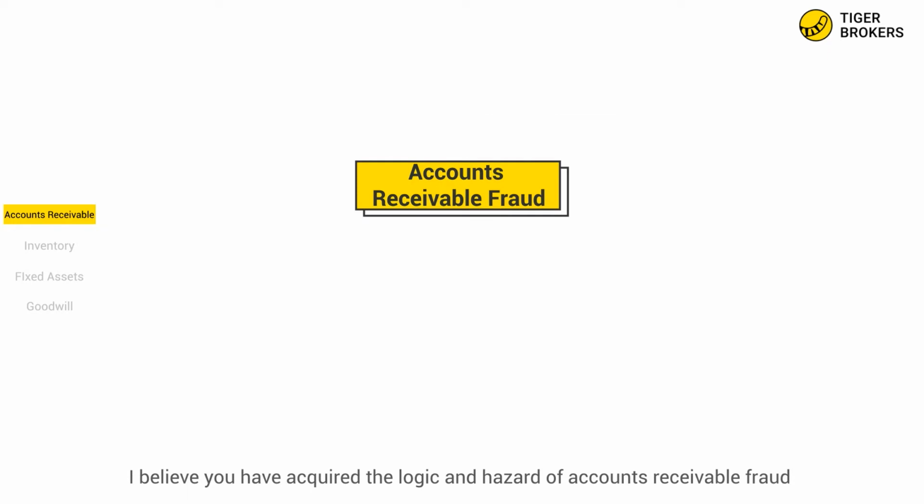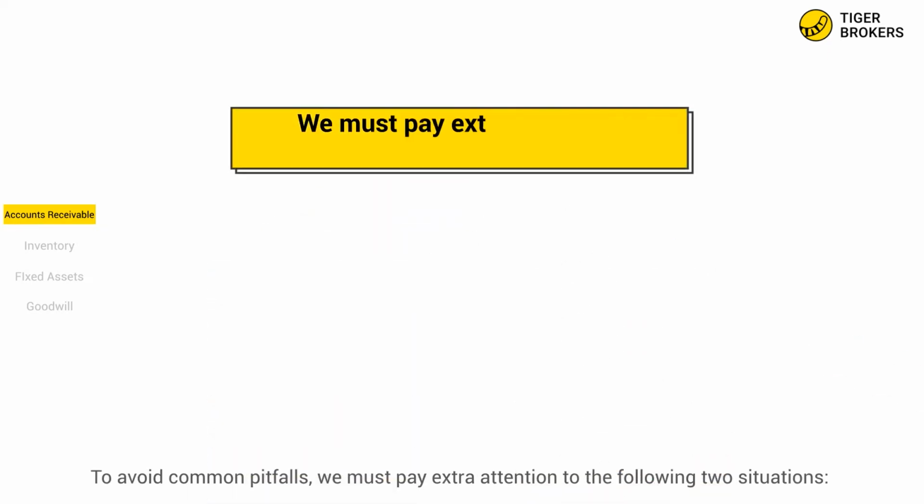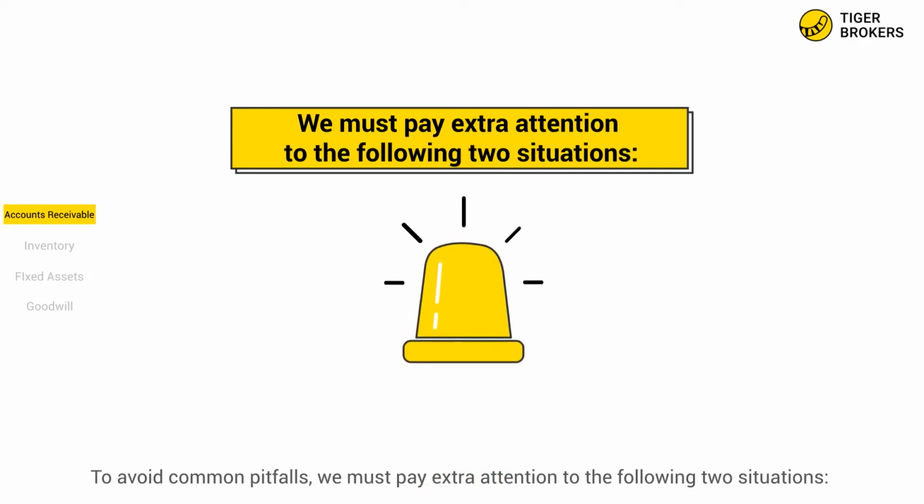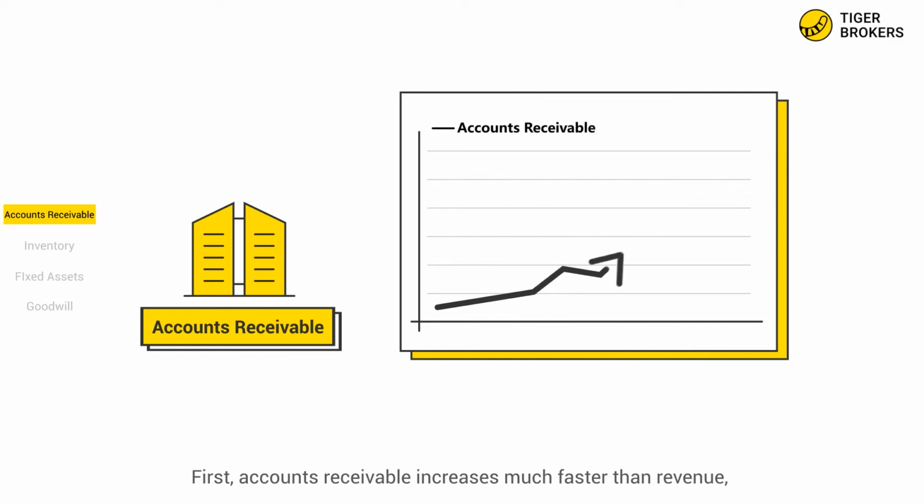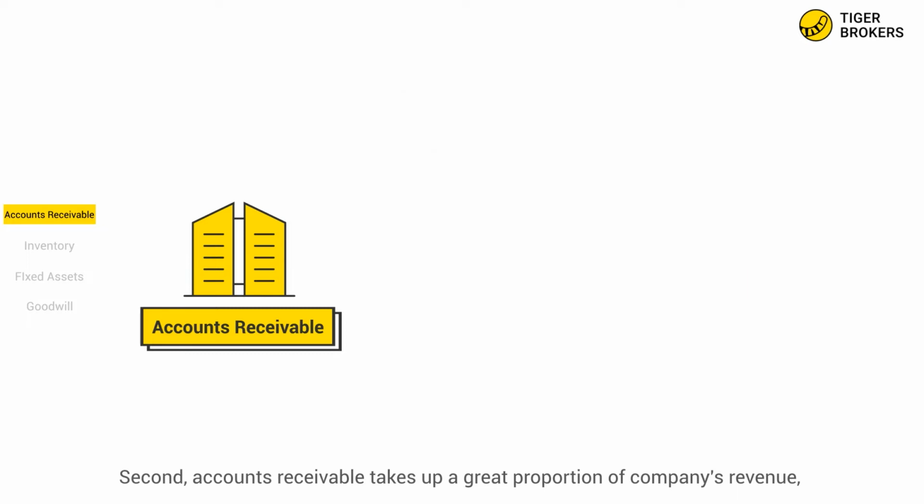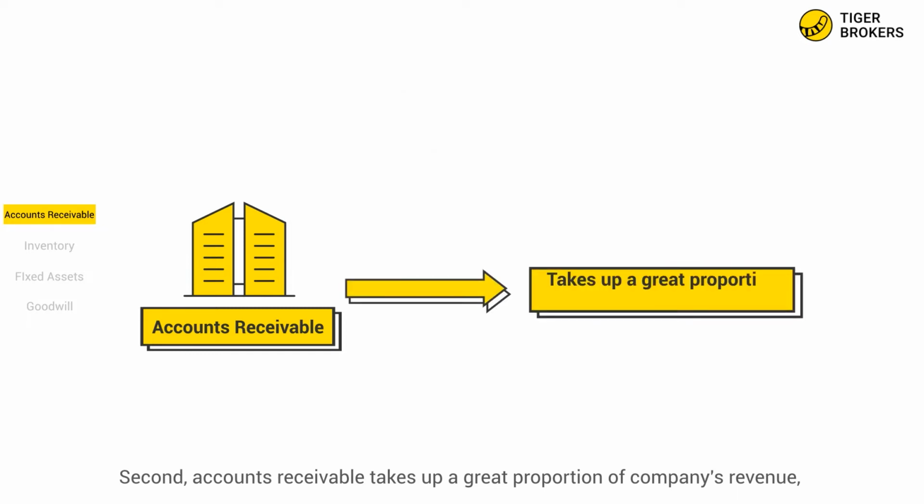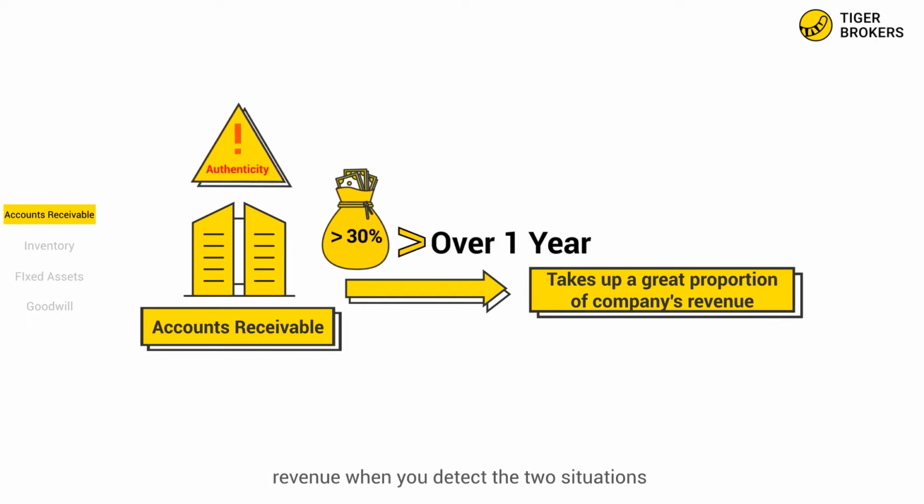I believe you have acquired the logic and hazard of accounts receivable fraud. To avoid common pitfalls, we must pay extra attention to the following 2 situations. First, accounts receivable increases much faster than revenue, and the speed of collection is slower than the industry average or appears to be slowing down. Second, accounts receivable takes up a great proportion of company revenue, and 30% of which is over 1 year. You should question a company's revenue when you detect these 2 situations.